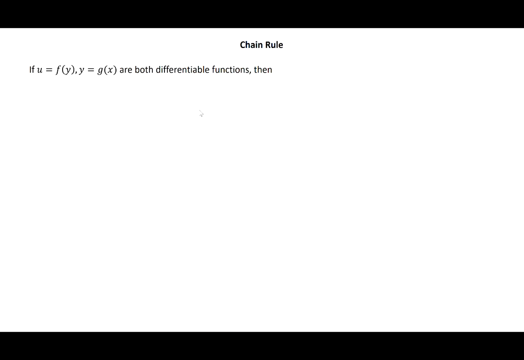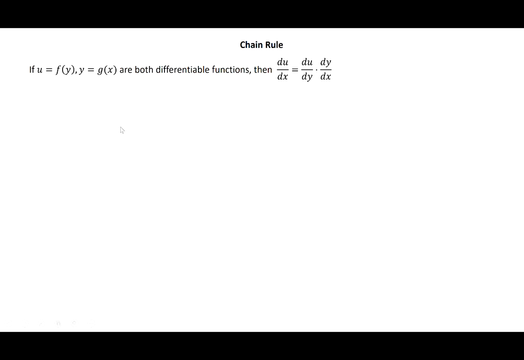First, I'll try to give you a formal definition, but if you don't understand the formal definition, don't worry too much about it. I'll give you plenty of examples. If u is a function of y, but y is a function of x, and they are both differentiable functions, that is f of y and g of x, then you can say this: du dx is du dy times dy dx.